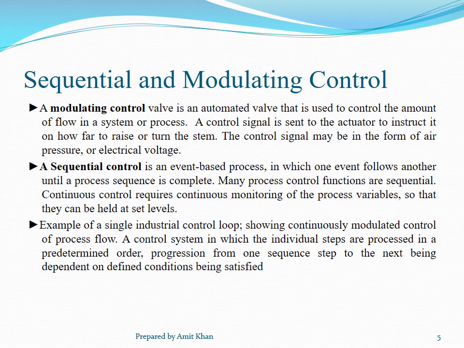A sequential control system is one in which the individual steps are processed in a predetermined order, progression from one sequence step to the next being dependent on a defined condition being satisfied.